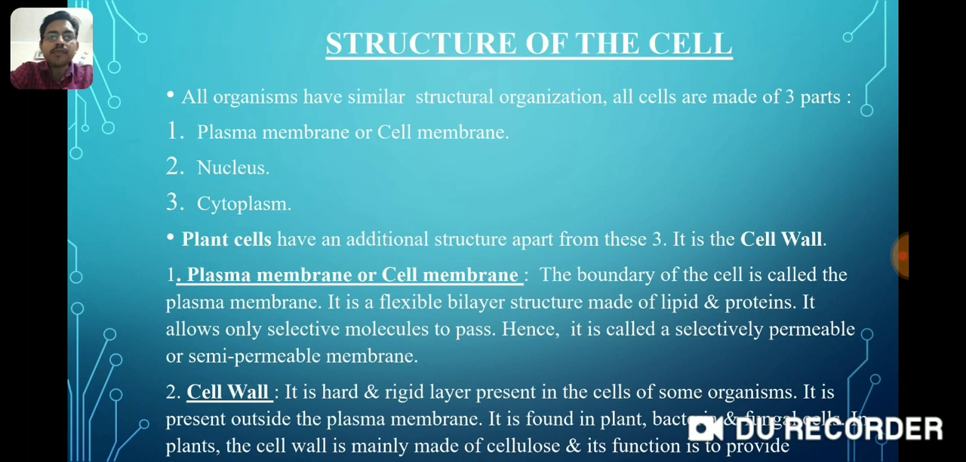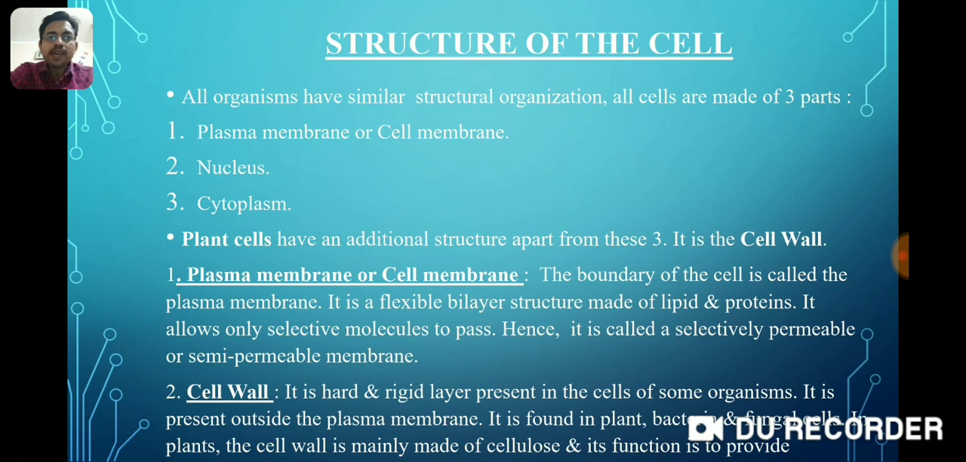Plasma membrane or cell membrane is the flexible structure made up of lipids and proteins. It is a living membrane and it allows only selective molecules to pass, hence it is called selectively permeable membrane. The molecules move in and out of the cell by passing through the plasma membrane by the process of diffusion. Gases like O2 and CO2 are exchanged by the process of diffusion, and water molecules move in and out of the cell by the process of osmosis. So, osmosis is a special type of diffusion that is applicable on liquid molecules.